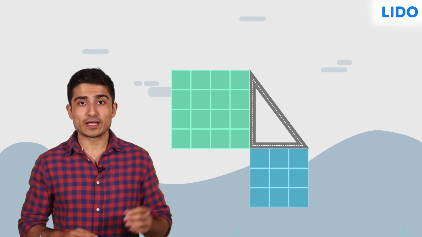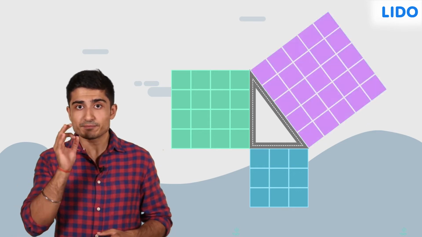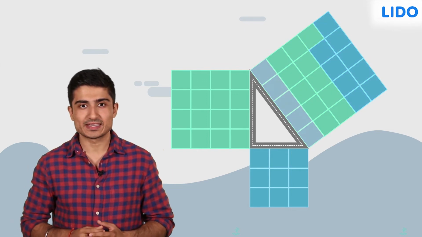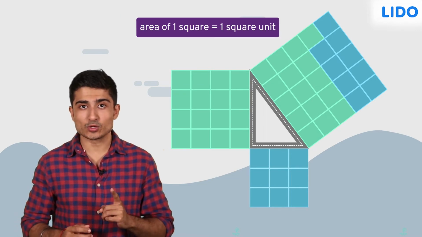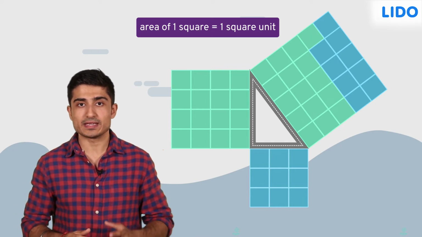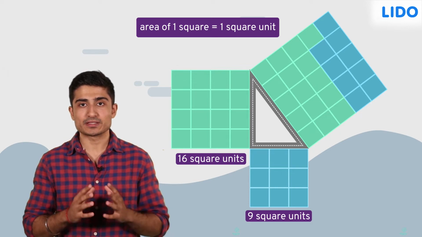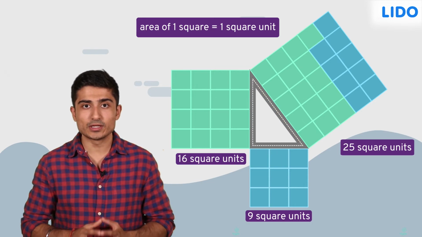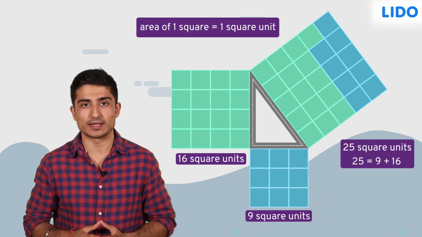Now, if we take the squares from each grid and rearrange them along the hypotenuse, 25 pieces fit into a perfect square of side measuring 5 units. If each square piece occupies an area of 1 square unit, the area of the squares along the two sides of the triangle will be 9 square units and 16 square units. And the area occupied by the square along the hypotenuse will be 25 square units, which is equal to the sum of the areas of squares along the two sides of the triangle.